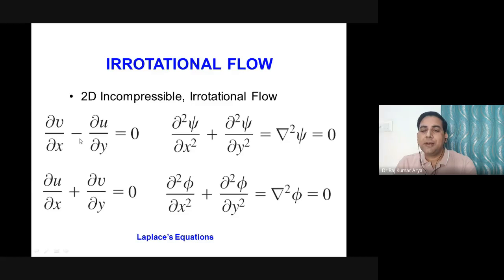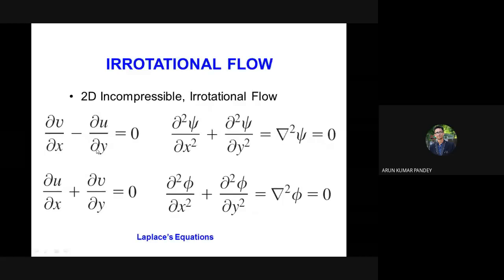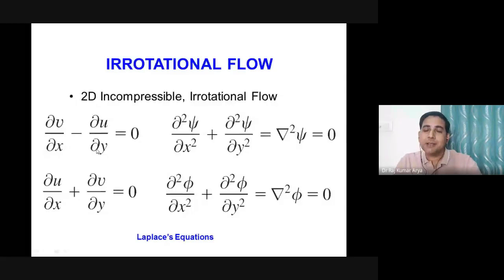Can anyone recall what is the first one? This del v upon del x minus del u upon del y. What is this? Angular velocity. That is angular velocity in the xy plane. And we are talking about irrotational flow, right? So this must be equal to 0. So therefore, we have forced it equal to 0.